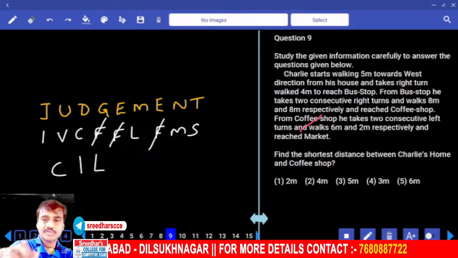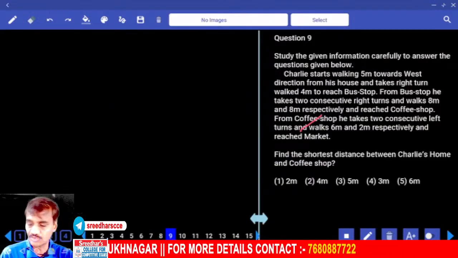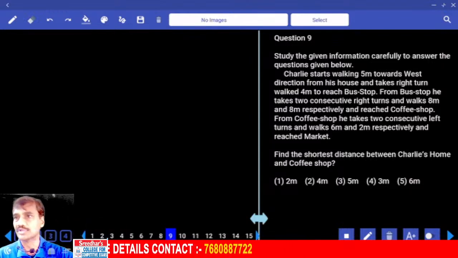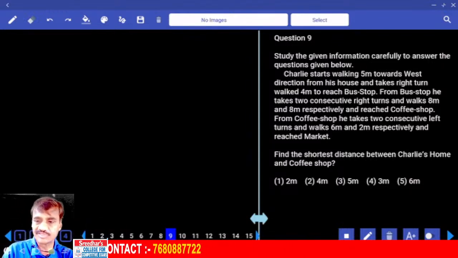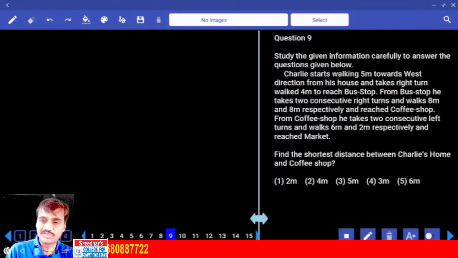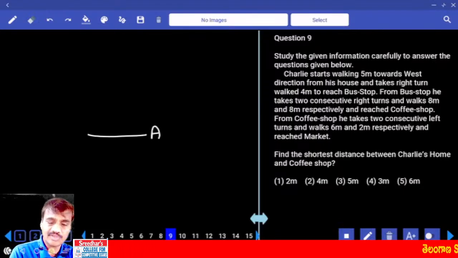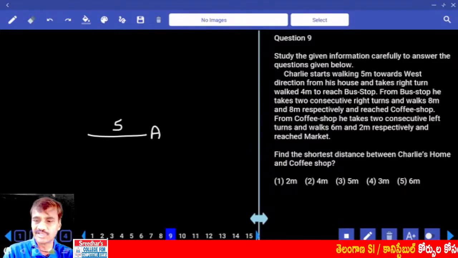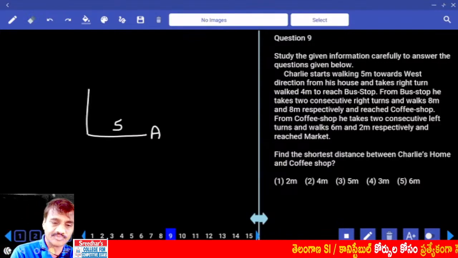Then the ninth one. Question numbers 9 to 11, three questions, are given under these directions. Charlie starts walking 5 meters towards the west direction from his house. A is the starting point of Charlie. From here he first walks 5 meters west, then takes a right turn and walks 4 meters to reach the bus stop.